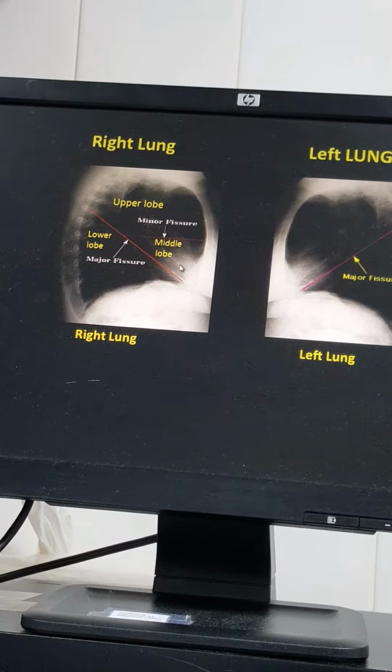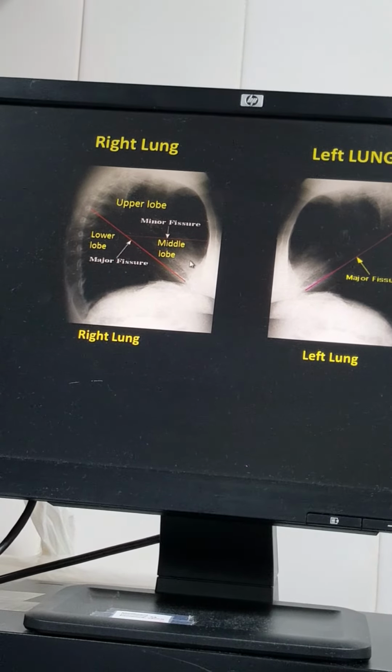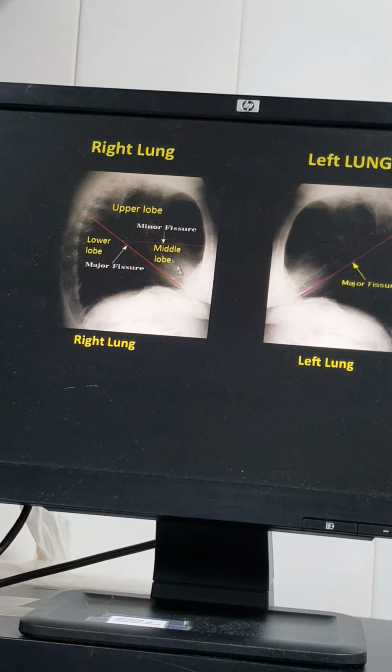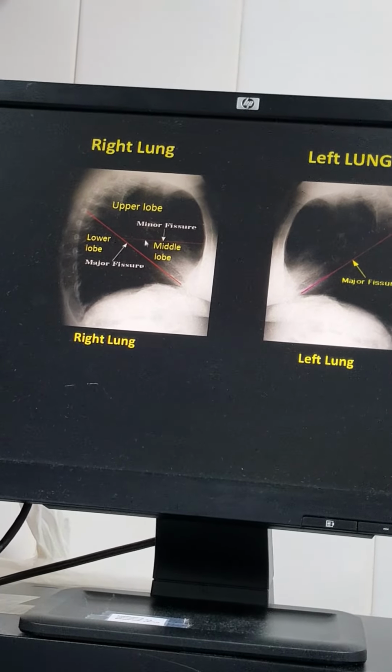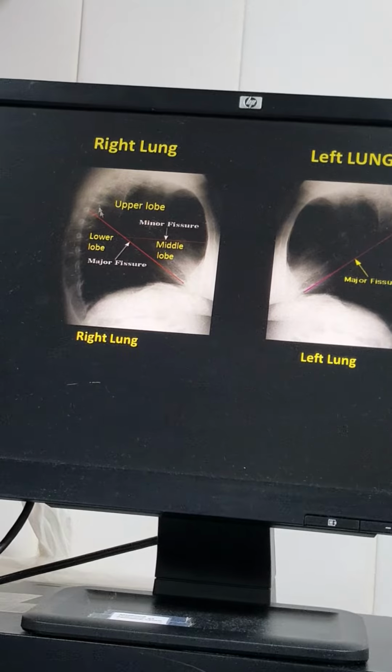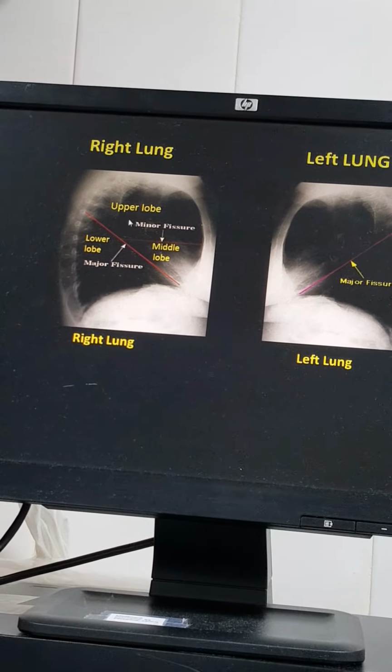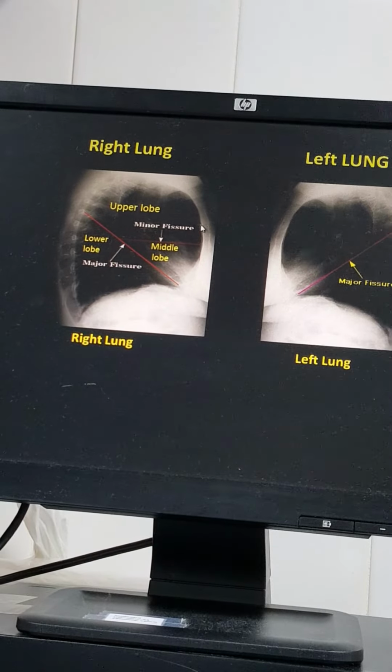Middle lobe will have two segments, the lateral and medial. The one which lies medially is the medial segment, and the one which lies laterally is the lateral segment. And then we have the upper lobe. Upper lobe has three segments on the right side: apical segment, posterior segment, and anterior segment.